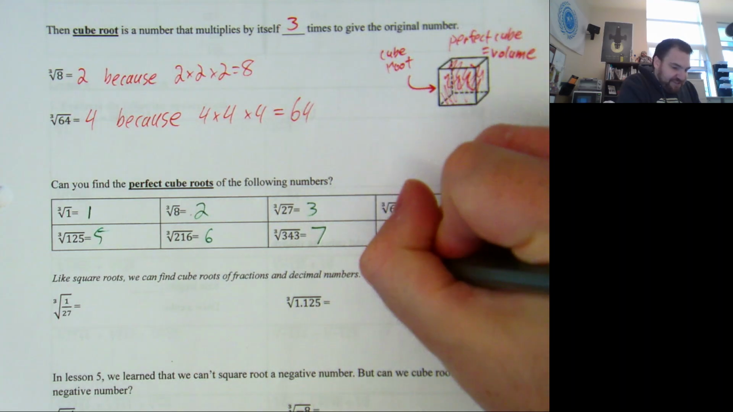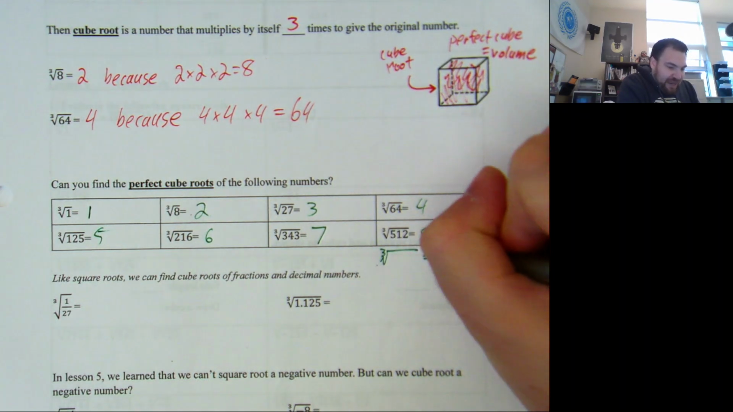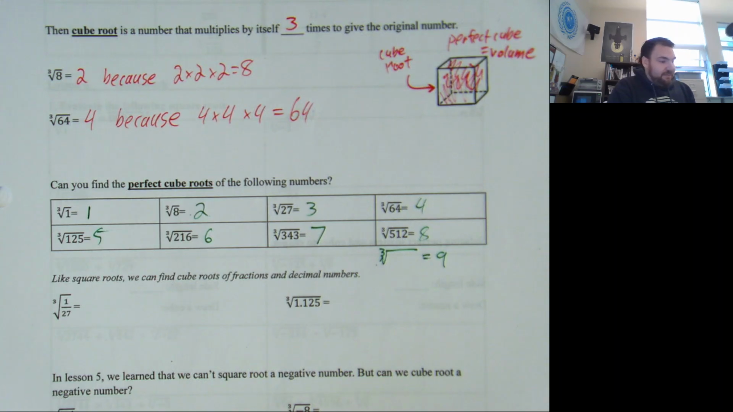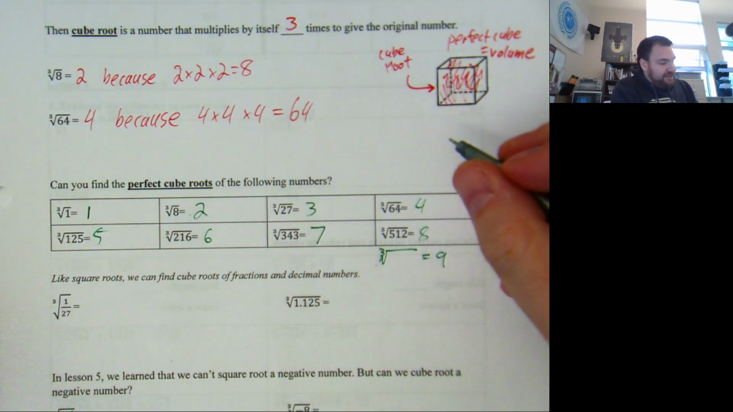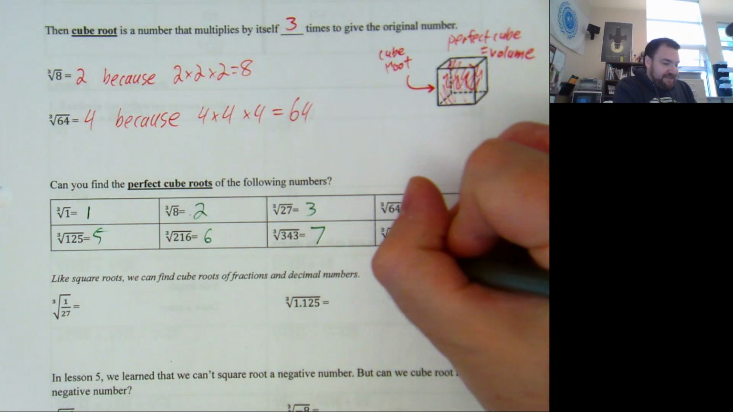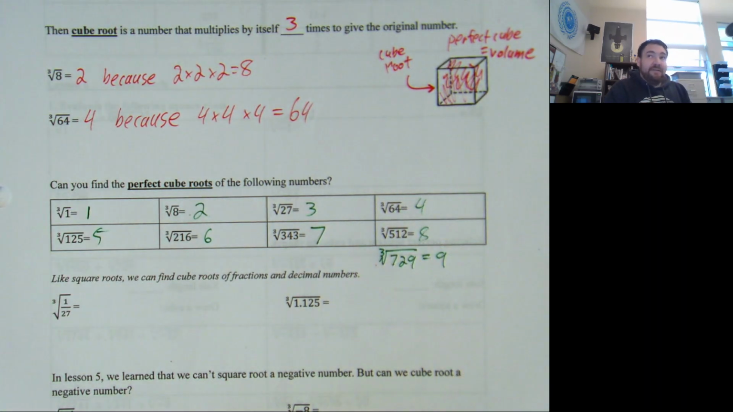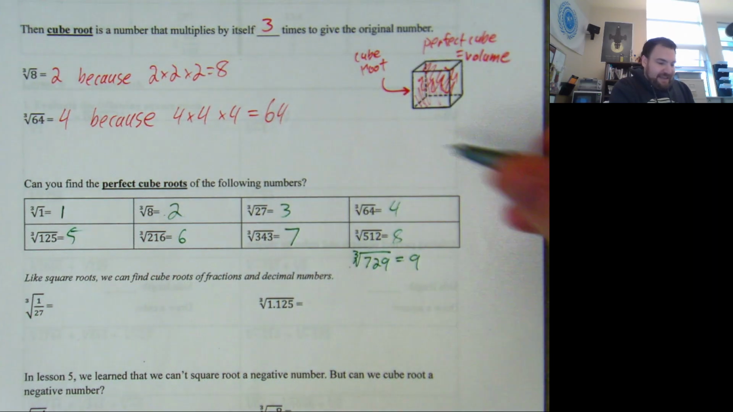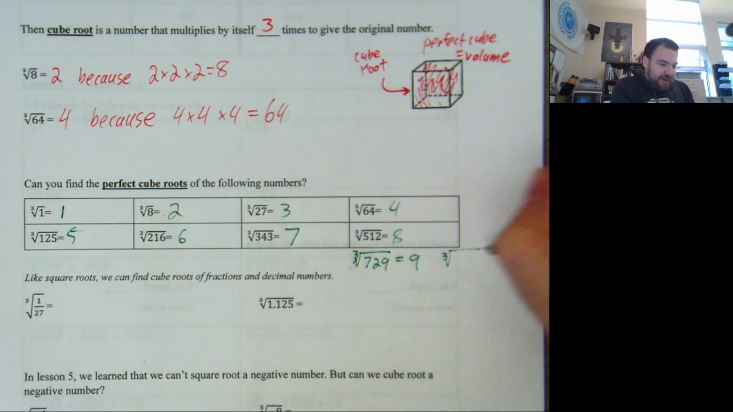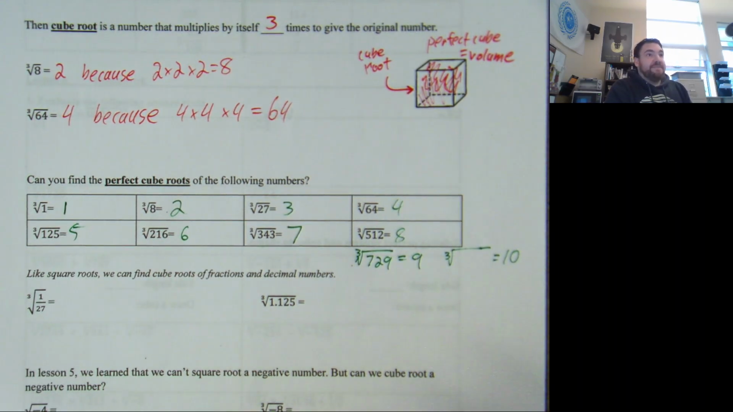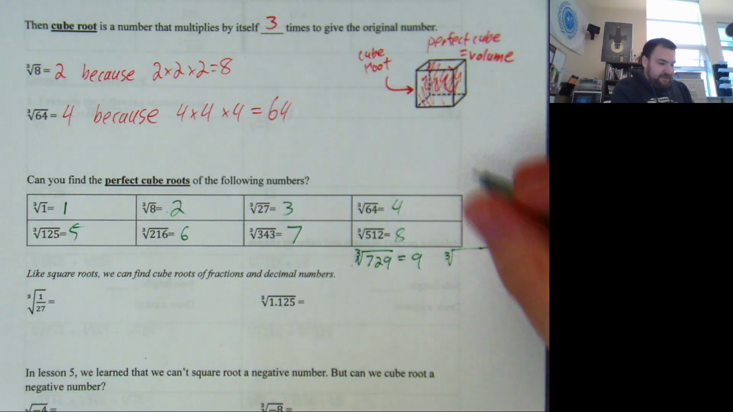The cube root of something is going to equal 9. This number is, I just had it, 729. And then the last one is the cube root of what is equal to 10? 10 times 10 is 100. Times 10 again is 1,000.